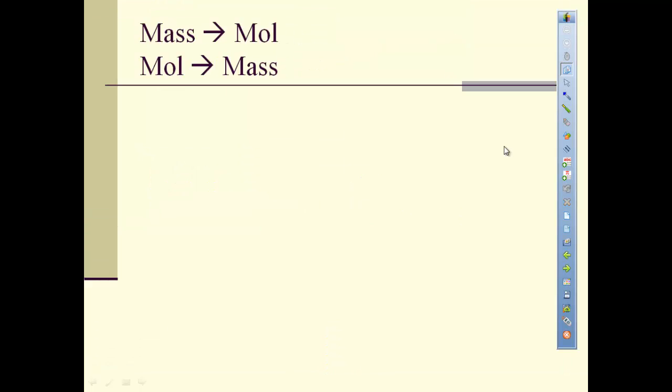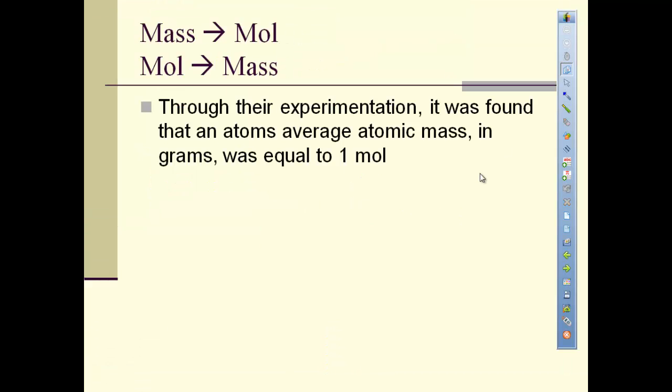Let's look at mass to moles and moles to mass. Through their experimentation, again, it was found that the atom's average atomic mass in grams was equal to a mole. Remember we said hydrogen was 1 AMU? Well, really they were pretty darn close to figuring it out back then. They just didn't have the complete technology. But what we can say now is 1 gram of hydrogen is equal to 1 mole. 16 grams of oxygen is equal to 1 mole.